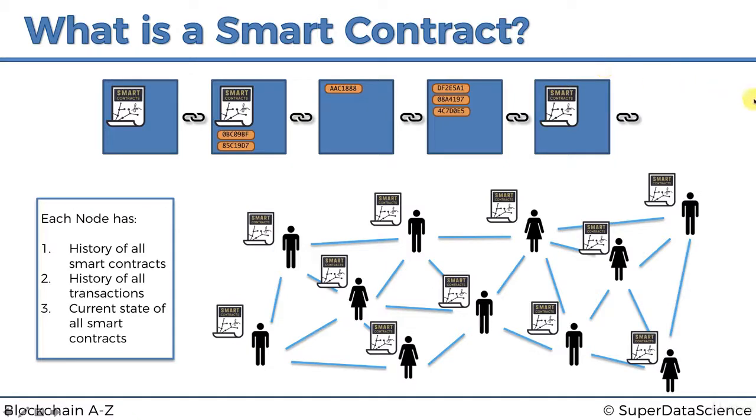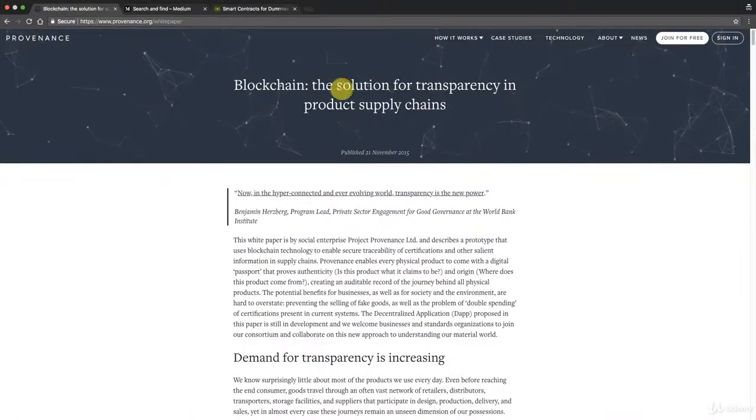At this point, what I wanted to share with you is an example. Here we've got provenance.org/whitepaper. This is a white paper which explains how they're planning on using blockchain in supply chains to add transparency to supply chains. The premise for this is that often we buy products and we don't know where they come from.